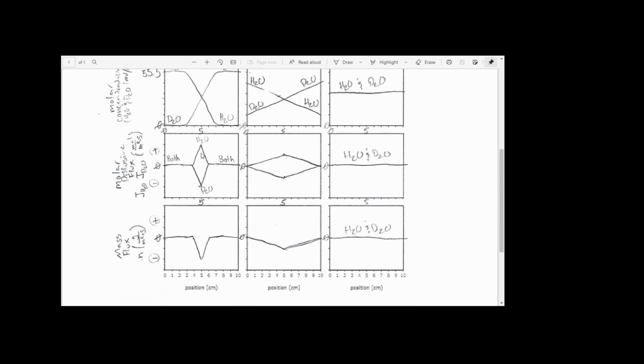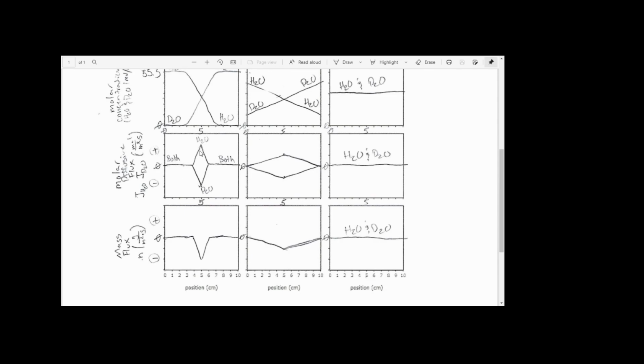Now we move down to the molar diffusive flux. And as you can see, the molar diffusive flux on the left and right-hand side of the capillary are both 0. This is because there is no mixture at these points in the capillary quite yet because deuterium and water haven't made it there.